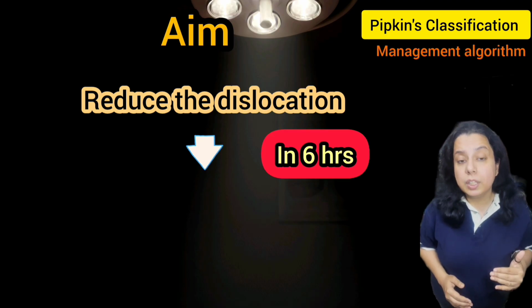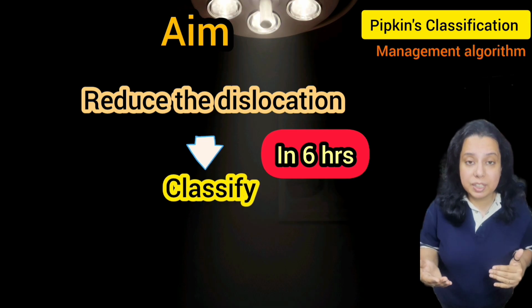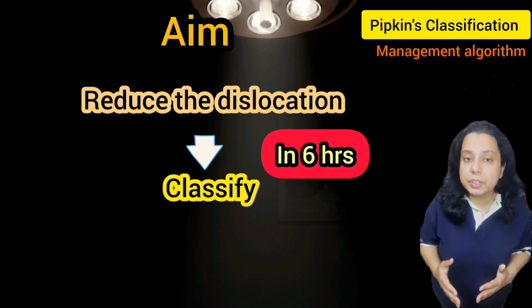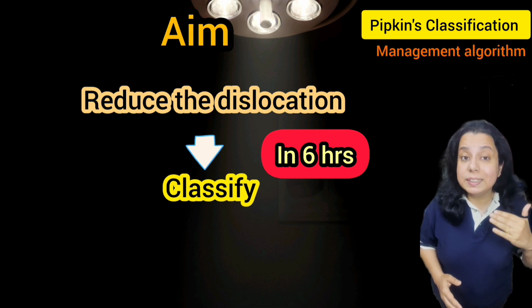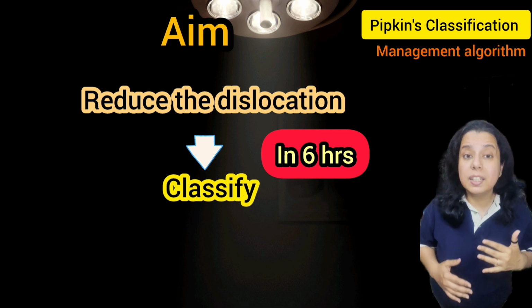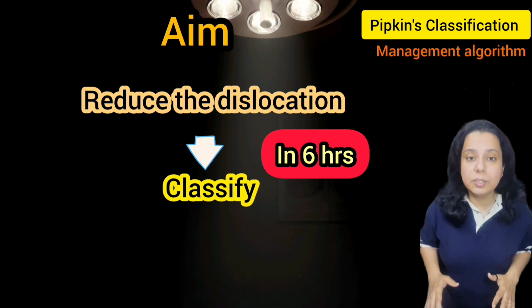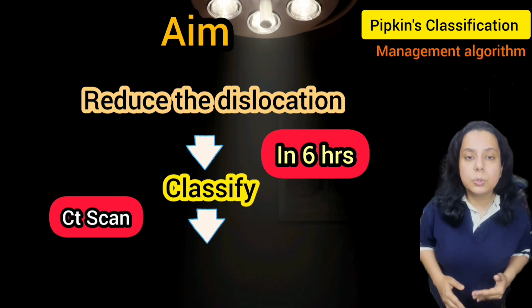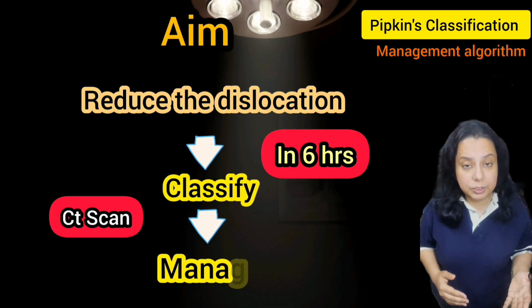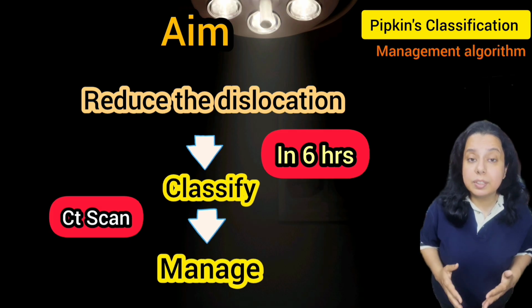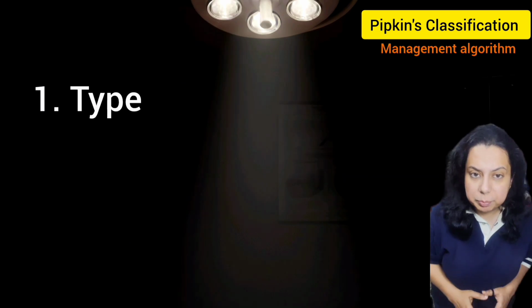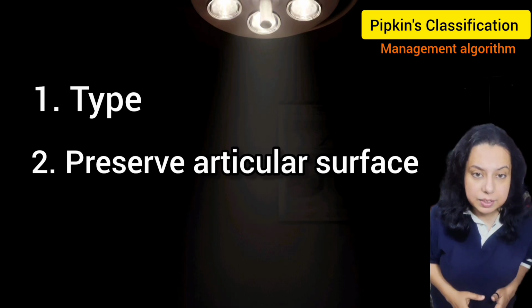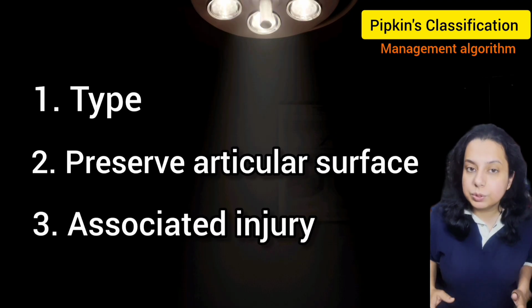After reduction, you will assess Pipkin's classification because that would guide the treatment pathway even further. Again, since we know that these are high energy injuries and associated injuries are also very common, most of these patients would be sent for a CT scan so that we understand the complete fracture mapping and we can plan further. So you will look at the type of Pipkin fracture, you will focus on preserving the articular surface, and you will address all the associated injuries.